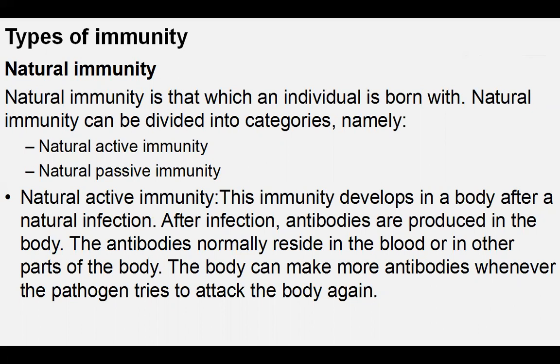So let's see the natural active immunity. This is the category of natural immunity in which immunity develops in the body after a natural infection. After a certain infection, antibodies are produced in the body, and these antibodies normally reside in the blood or in other parts of the body. So the body can make more antibodies whenever pathogens try to attack the body again. That's how natural active immunity is obtained.